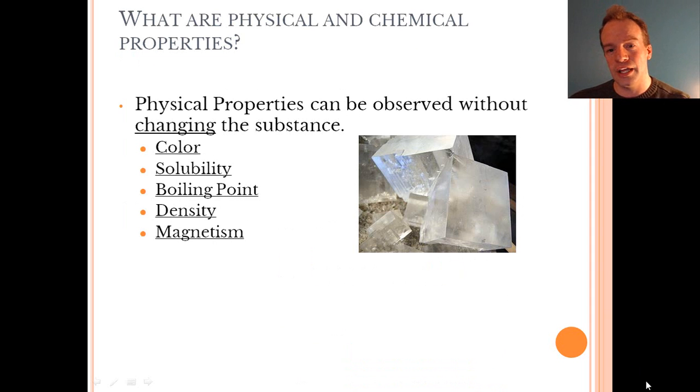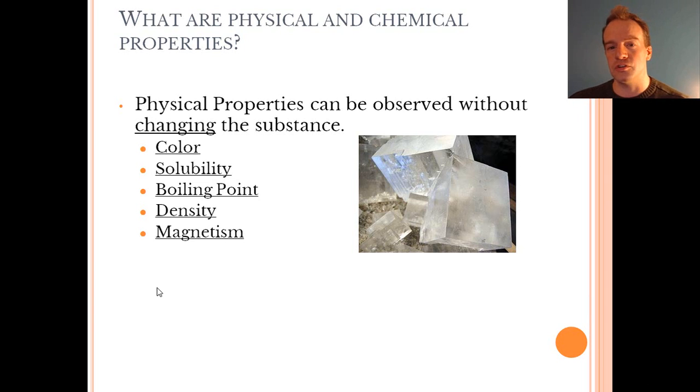There are physical and chemical properties of everything. And when you look at something, in order to tell things apart, we use these properties. Examples of properties include color, solubility, boiling point, density, magnetism. And just think about how we can tell different things apart. It's because they have different colors. They do different things when exposed to different temperatures. So we can tell things apart by their properties.